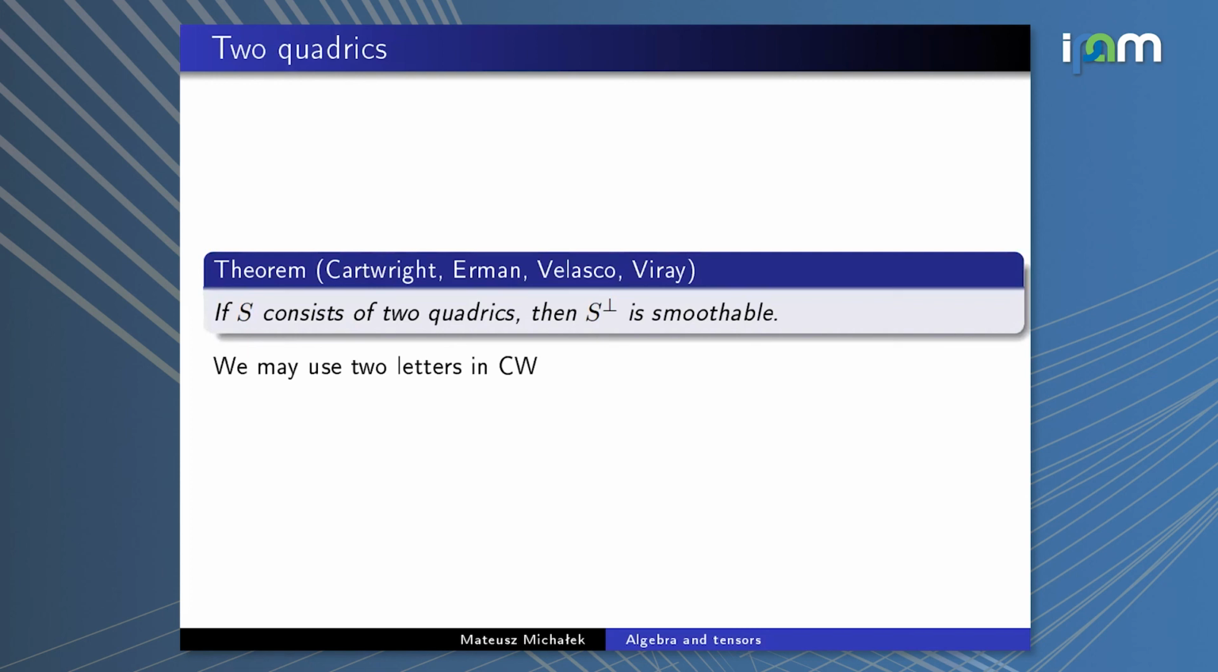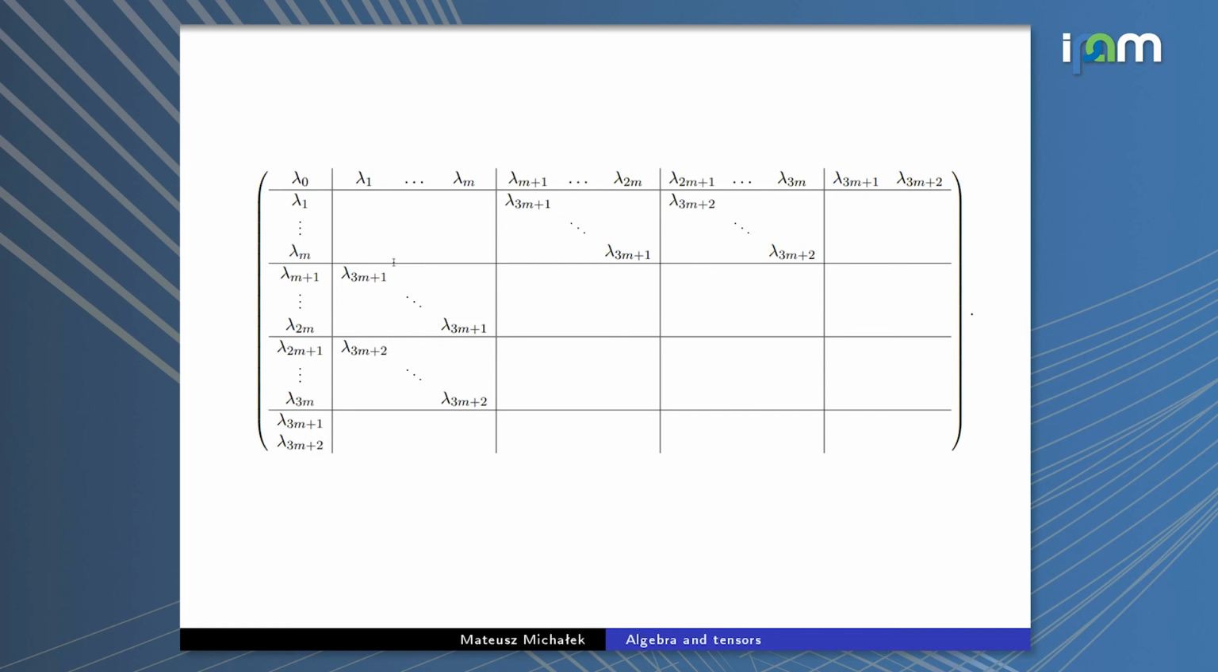So this one is smoothable. That's why Coppersmith-Winograd is of minimal border rank. But it turns out that there are more general theorems in algebraic geometry due to Cartwright, Erman, Velasco, and Viray. Namely, you can take any two quadrics, and then this annihilating set will always define a smoothable scheme. So it means that for the Coppersmith-Winograd tensor, instead of using just one letter in this big block in the middle, we are allowed to use two letters, and it will still always be of minimal border rank.